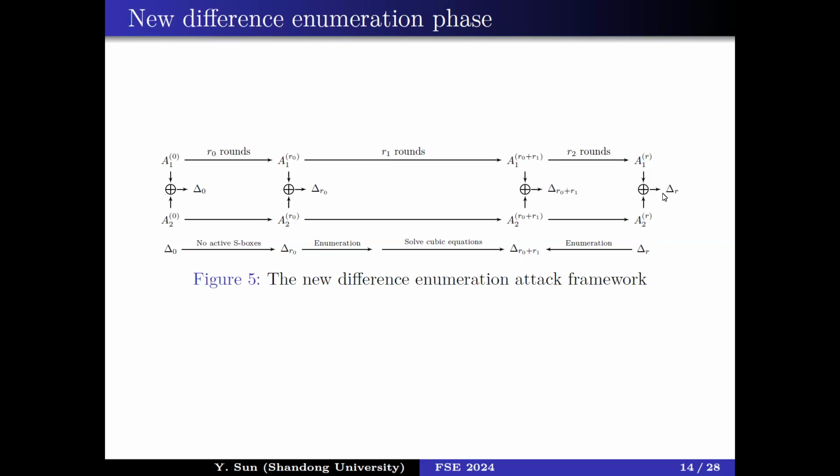When the number of variables is larger than the number of equations, if we use linear equations, the number of variables to enumerate is too large. So we use the higher order equations. Oh, okay, thanks.